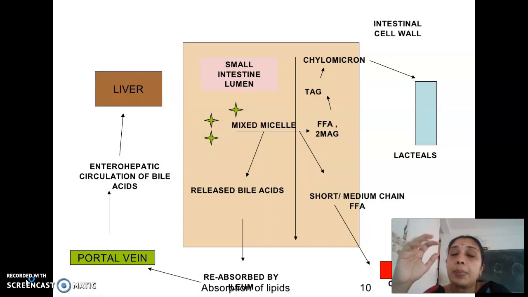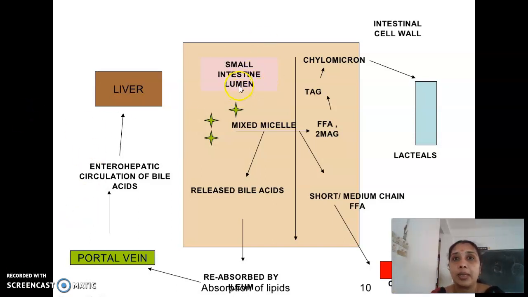Fats are immiscible. The surface tension existing between the water, or the aqueous medium of the small intestine, and the fat droplets will be reduced in the presence of these bile salts, that is sodium taurocholate and sodium glycocholate. Then the pancreatic colipase anchors, and with the help of colipase, pancreatic lipase carries out the active digestion of lipids, right? So that is how it is happening, right?